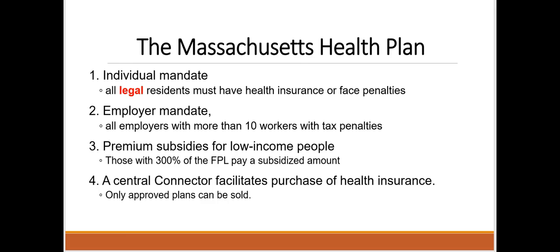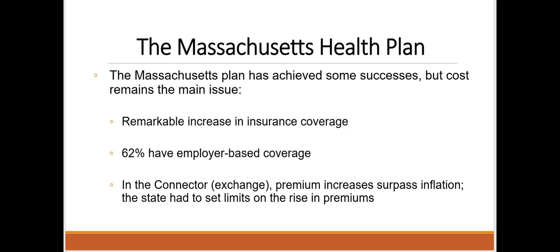All right, so for the Massachusetts Health Plan, first, there was an individual mandate. All residents must have health insurance. There was an employer mandate. So all employers with more than 10 workers needed to offer health insurance. Premium subsidies for low-income people, so those with 300% of the federal poverty level pay a subsidized amount. And there was a central connector that facilitates purchase of health insurance. Only approved plans can be sold, similar to the exchange we see with the Affordable Care Act.